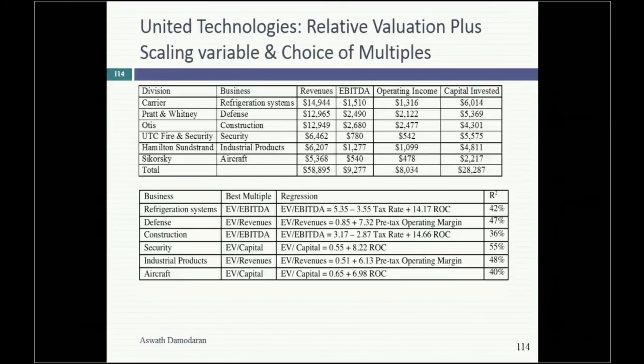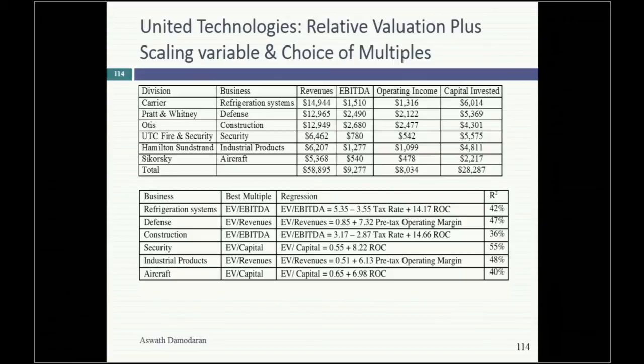So let's at least fix some of the problems. So here's what I did as my first try. I said, you know what? Why EV to EBITDA for all 6 companies? Why can't I pick the best multiple within each sector? So here's what I did. I took each sector and I ran regressions on 4 or 5 multiples. I picked the one which had the highest R squared, and basically it was EV to EBITDA for refrigeration, EV to revenues for defense, EV to capital for security.